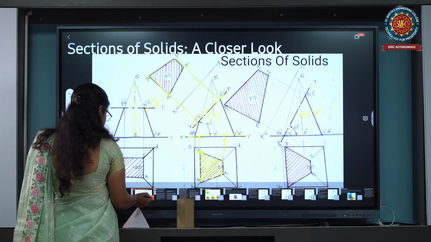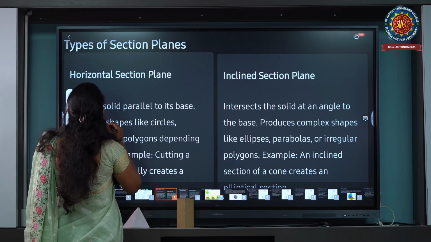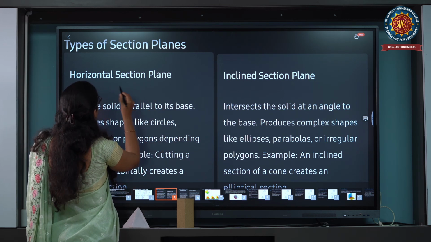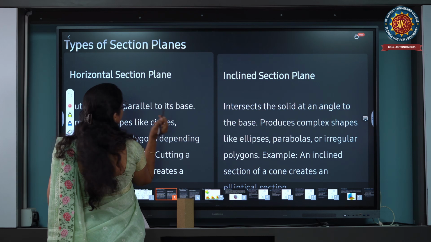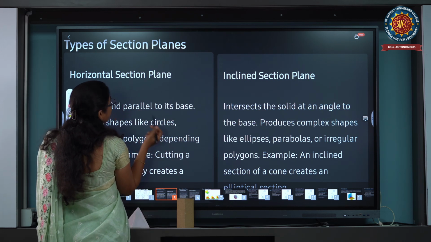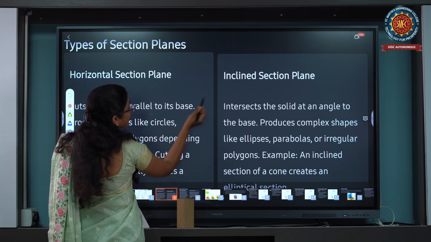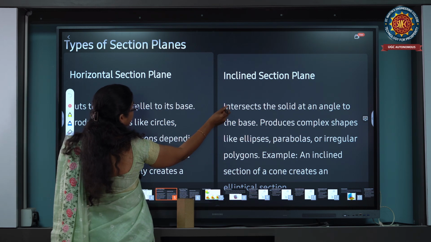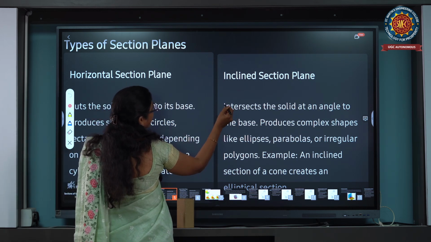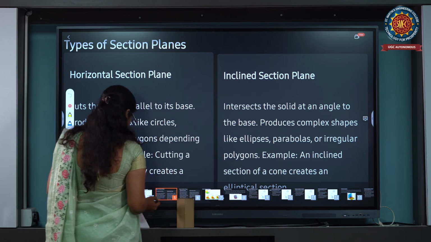Here, then I need to explain the different types of section planes, which I already explained. One is a horizontal section plane. Already I told that a horizontal section plane is parallel to HP and perpendicular to VP. And the inclined section plane I also explained. That one is perpendicular to VP and inclined to HP. That is called an inclined section plane.